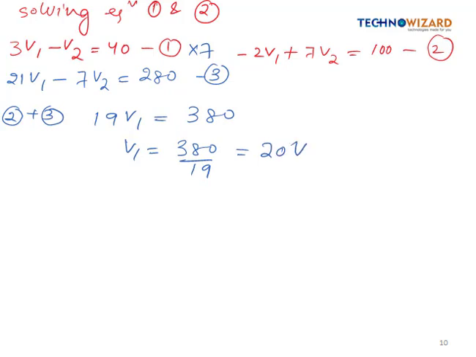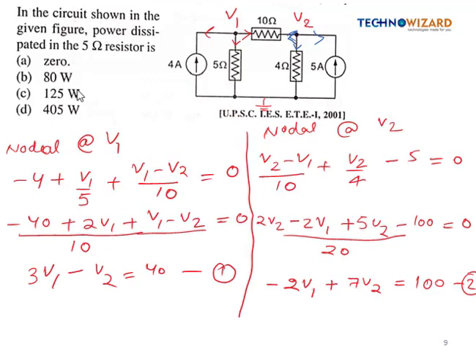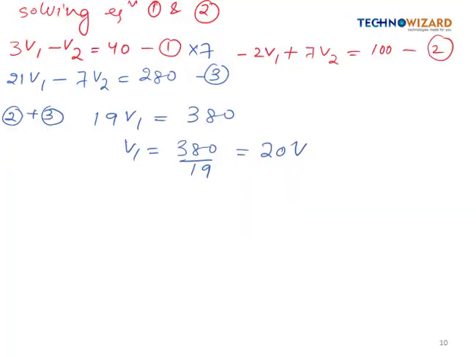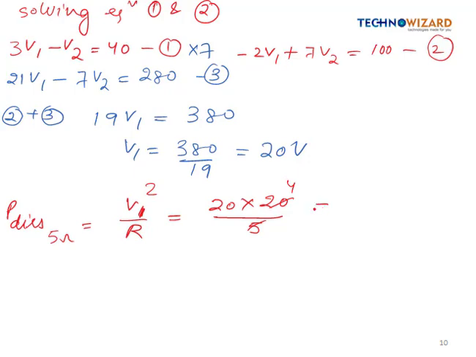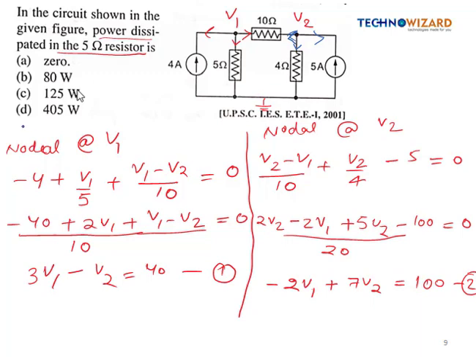What we have to find out in the question is the power dissipated in the 5 ohm resistor. The power dissipation formula is given as v square by r. So the power dissipated in the 5 ohm resistor is given as V1 square upon R. V1 is the voltage across that resistance, which is 5 ohm. So V1 square is 20 into 20 divided by the resistance value 5. So it will be simply 80 watt, right? So option B is correct.